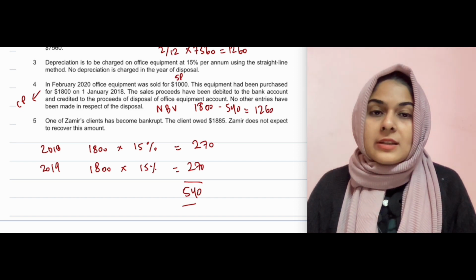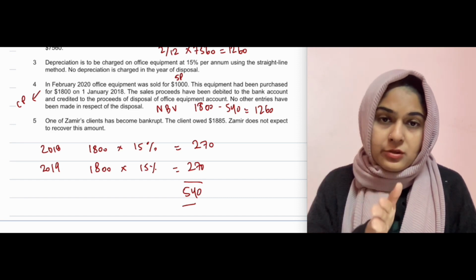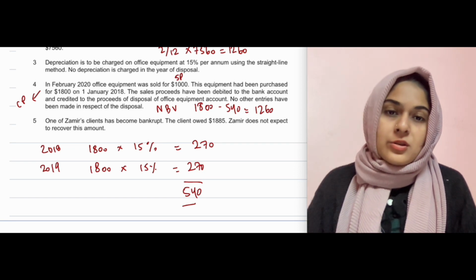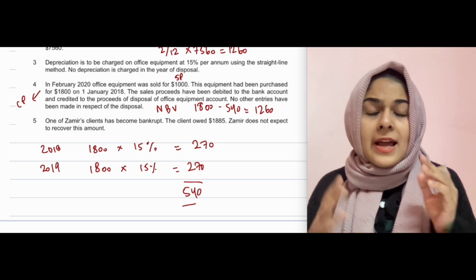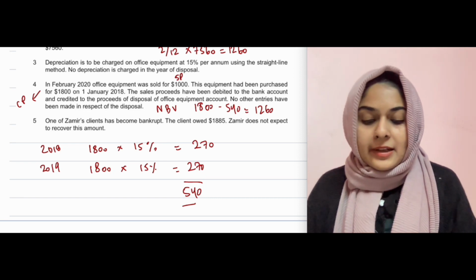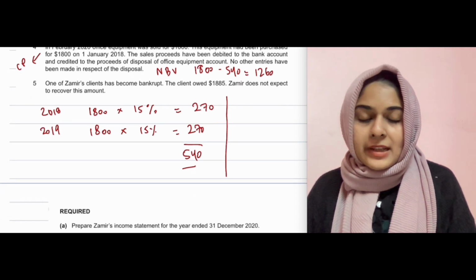अब 1,260 और हमें पैसे मिले हैं 1,000. तो इसका मतलब हमने एस्टिमेट किया था हमें 1,260 मिलने चाहिए थे, हमें मिले 1,000. That means we have a loss on disposal, that is $260, and loss on disposal is also an expense. And here again depreciation on the remaining office equipment हम कैसे calculate करेंगे?